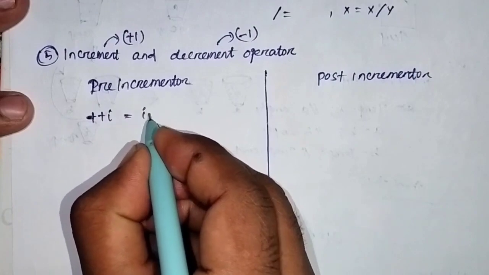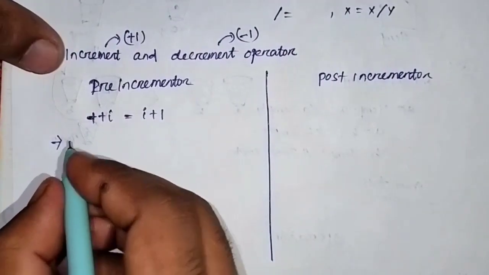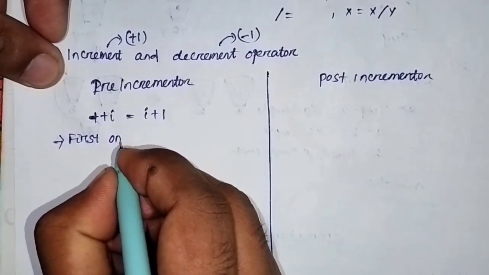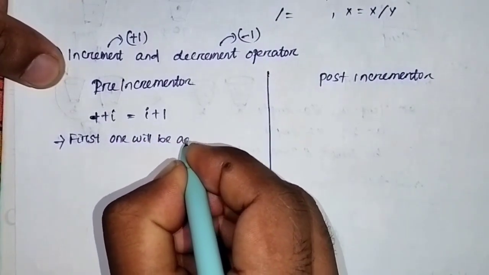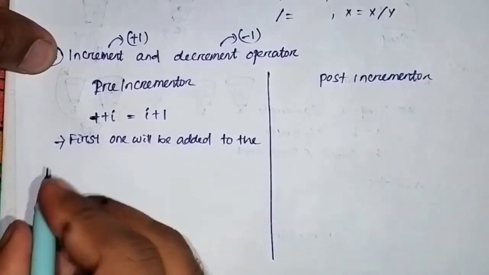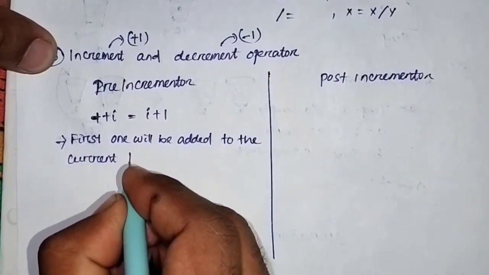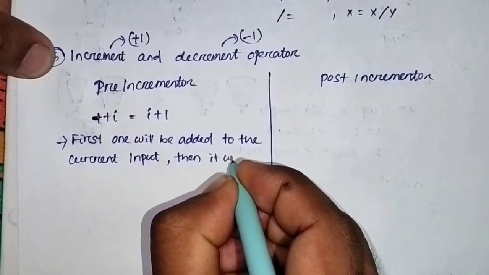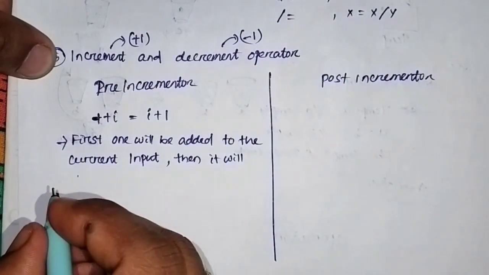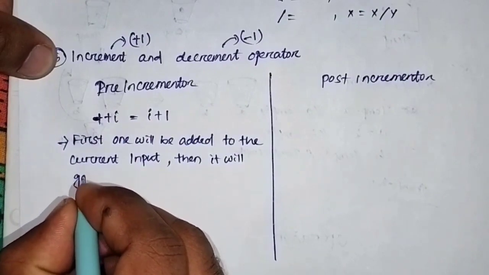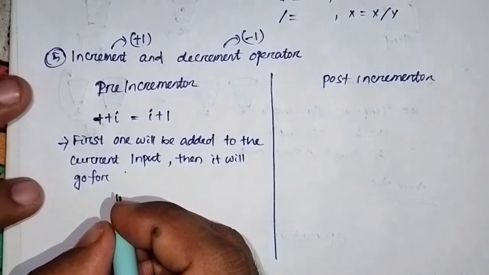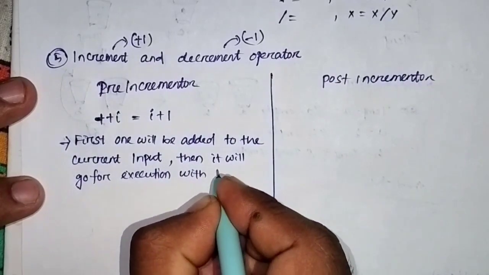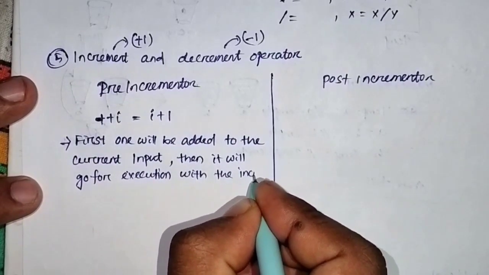So first, pre-increment. Pre-increment means the plus symbol is added before the variable name, which means variable +1. In this operator, first one will be added to the current value, then it will go for the execution, which may be printing something or scanning any input. Here we will focus on printing the element.